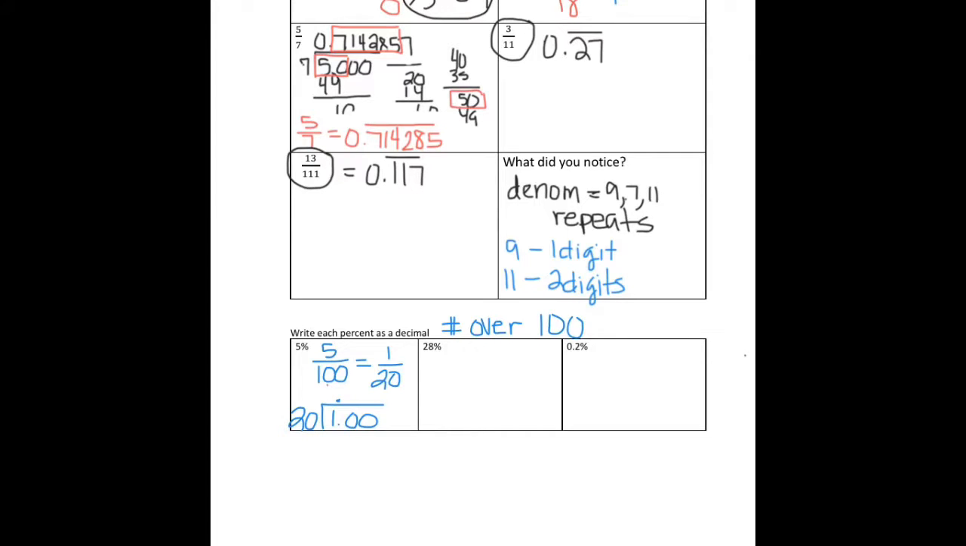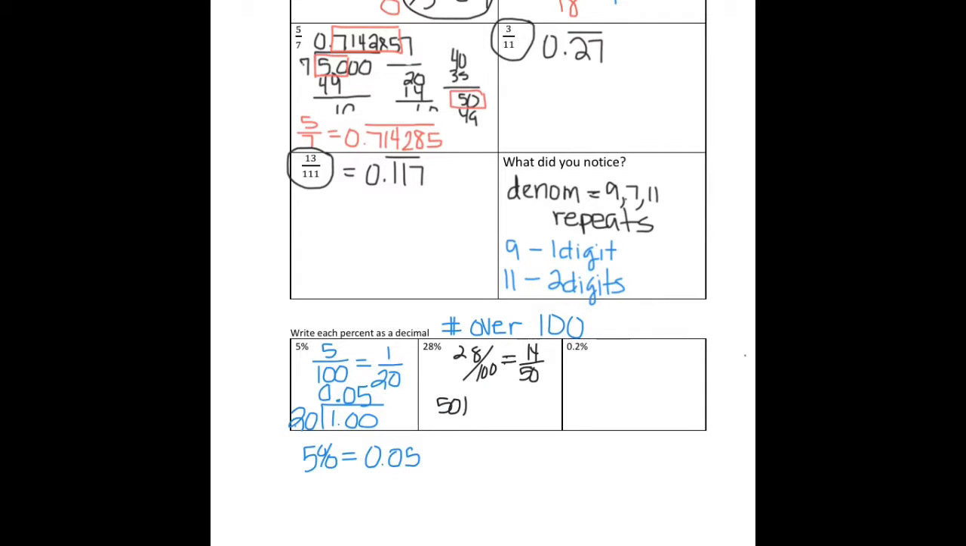Does 20 go in the number 1? No, it does not. Does 20 go into the number 10? No, it does not. Does 20 go into the number 100? Yes, it does. So 5% is the same thing as 0.05. What about 28%? Well, that's 28 over 100, which when I divide by 2, turns into 14 over 50.